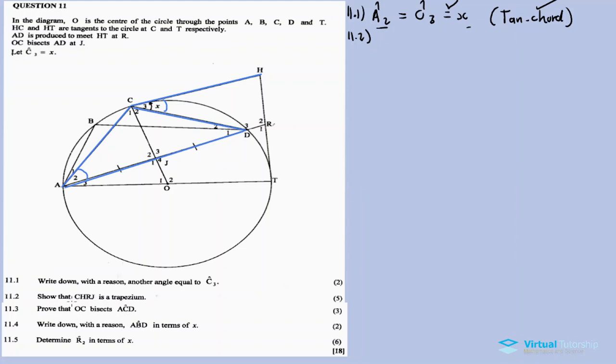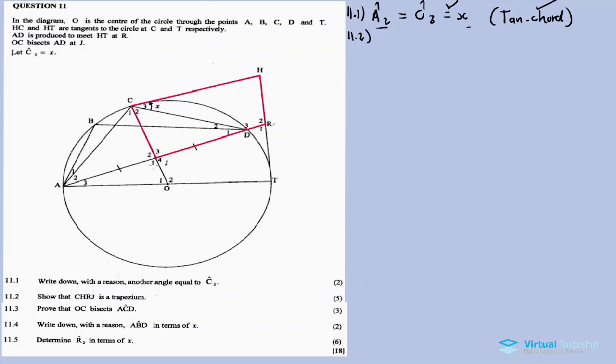11.2, show that CHRJ is a trapezium. So here is the shape. This is the shape, and at first sight we check the shape. It looks like a trapezium, right? It looks like a trapezium.